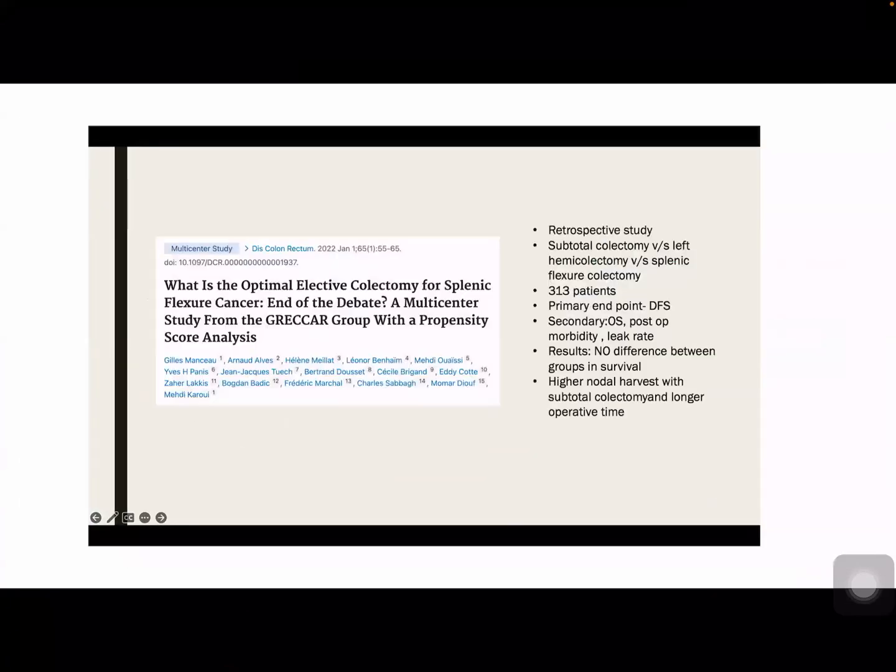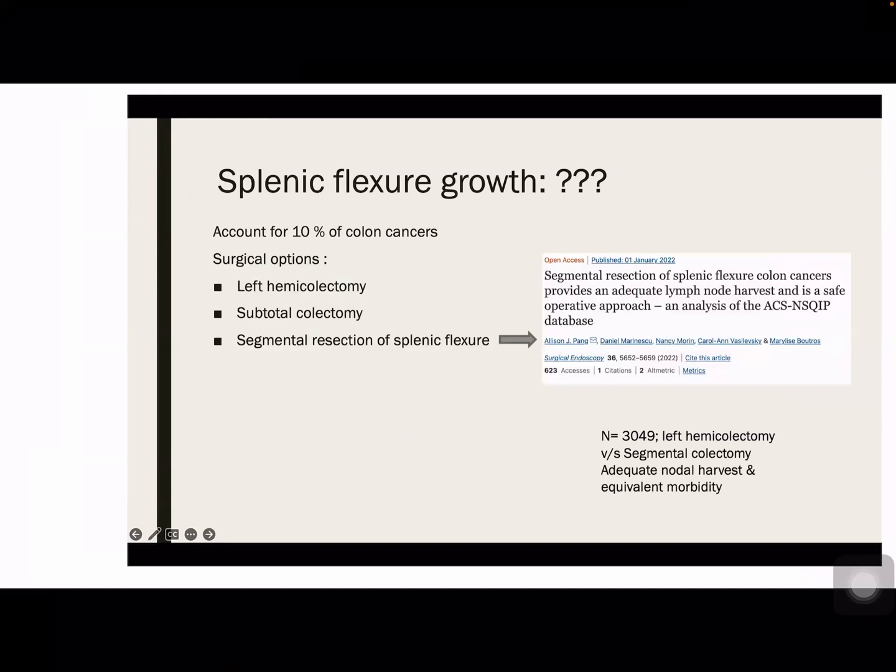So, for splenic flexure tumors, what should you do? Left hemicolectomy, subtotal or segmental? So a lot of things. The National Cancer Database, they try to compare. There are no prospective trials. There was a very small trial from France which found there was no difference, and segmental resection of the left colon was equivalent to a proper left hemicolectomy or a subtotal colectomy.